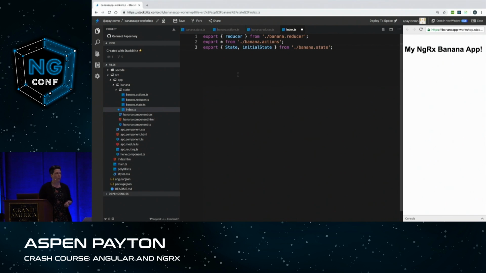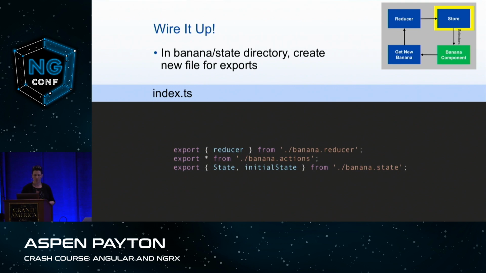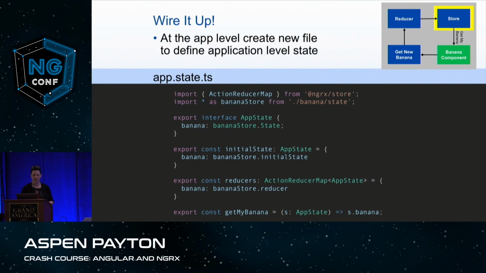So from this index file, we're going to export the knowledge of our reducer, the knowledge about our actions, and the knowledge about our initial banana state, and the overall state, all of those properties that we defined within our banana. So the next step of wiring this all in is that we need to create the actual app level state. So we're going to create a file called app.state.ts, and we're going to bring in that information about the banana that defines our banana slice of state.